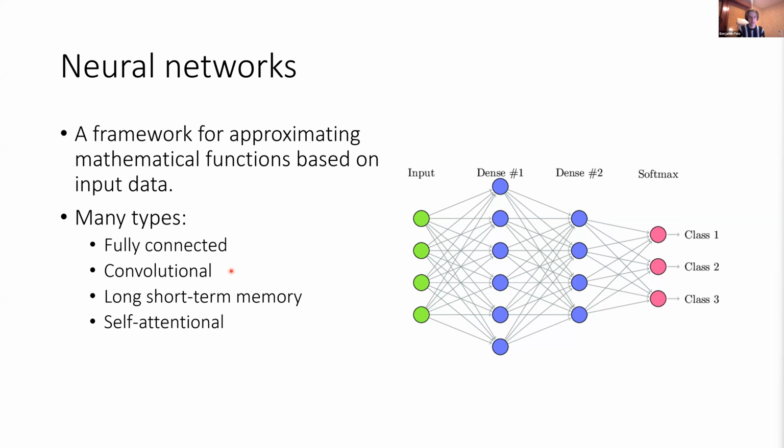This last group of neural networks is particularly popular in, for example, text generation. Maybe some of you have heard of GPT-3, or even before that, BERT, and so on. These networks use self-attentional mechanisms.